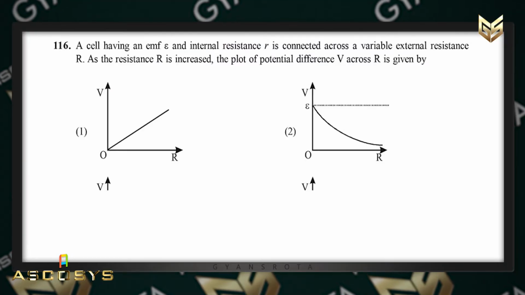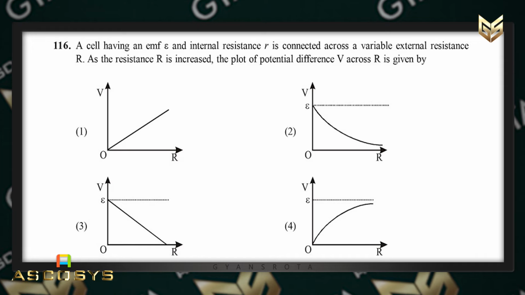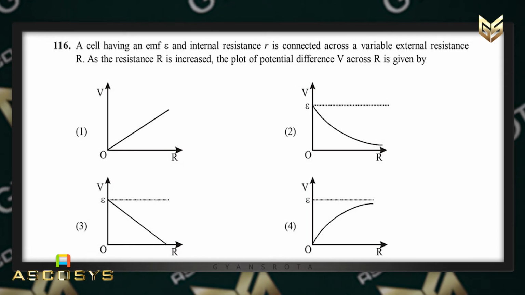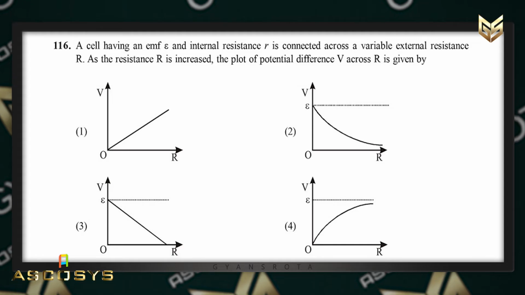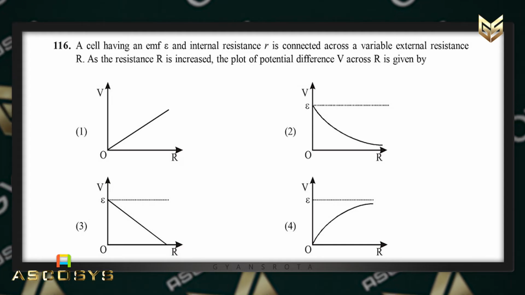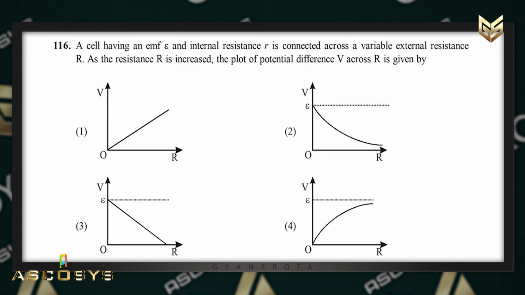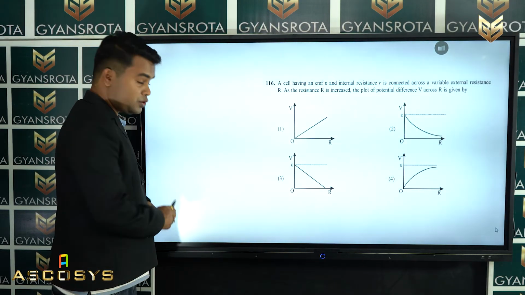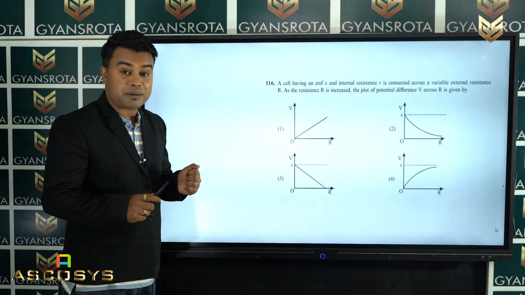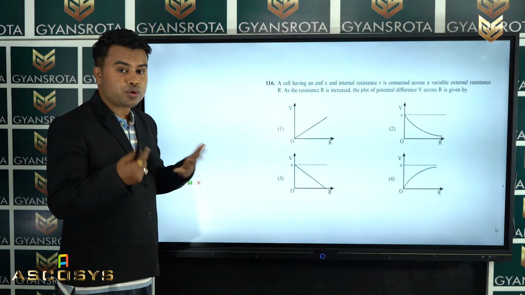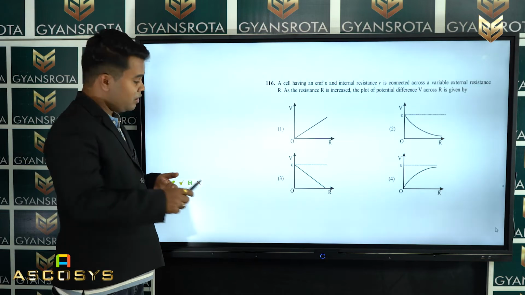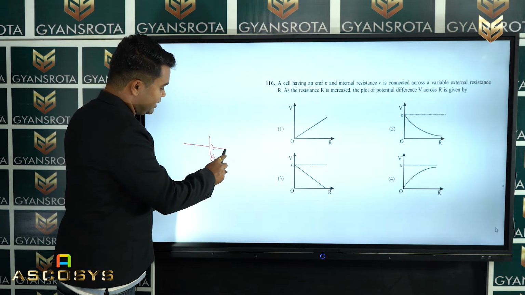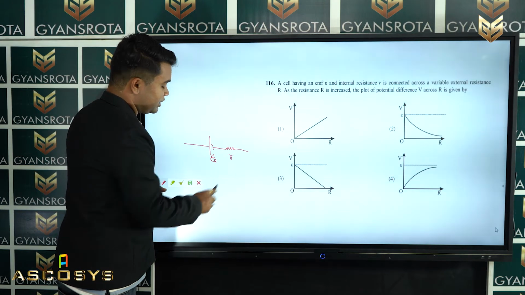A cell having an EMF E and internal resistance r is connected across a variable external resistance R. As the resistance R is increased, the plot of potential difference V across R is given by how much? So it's saying that you have an EMF. Suppose, let me draw the diagram for this one. First of all, this question came from the chapter current electricity, where you need to know the meaning of EMF.